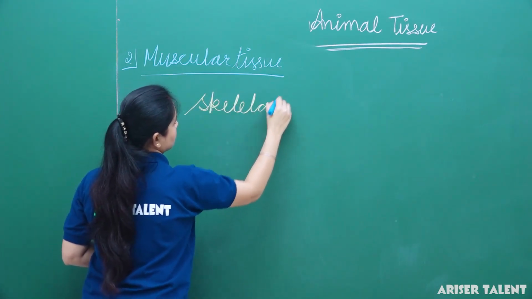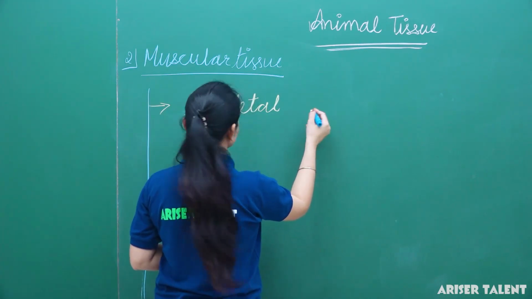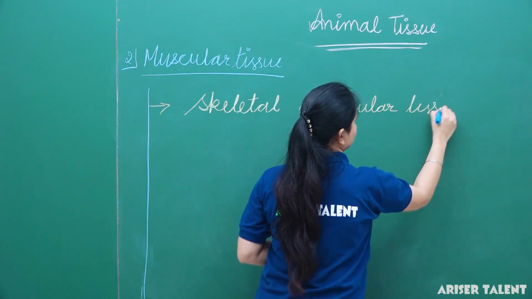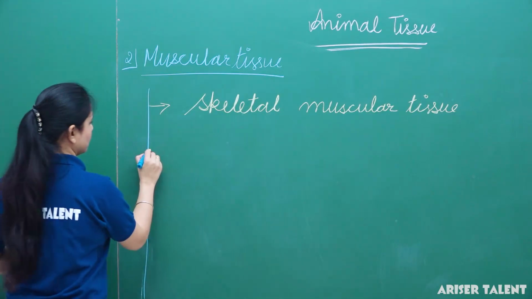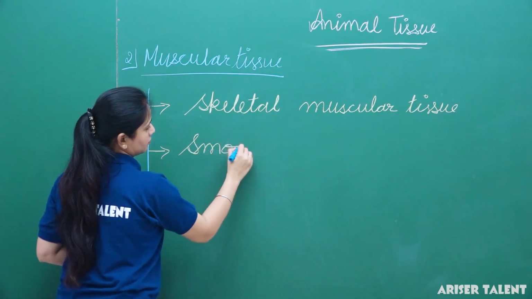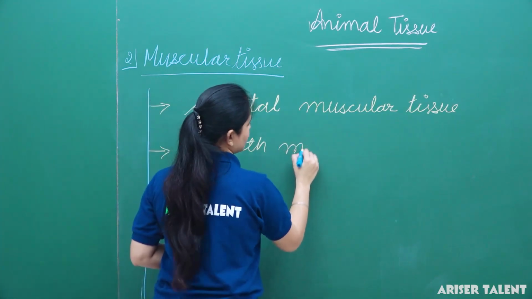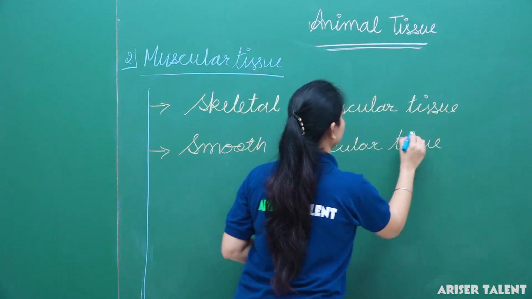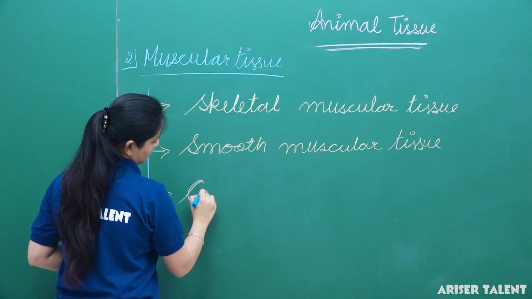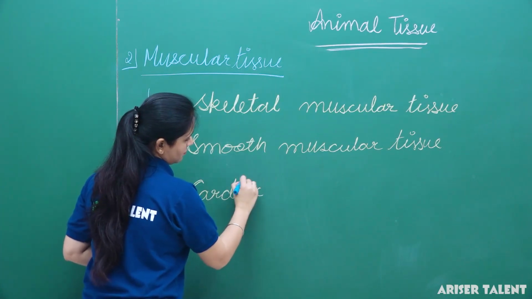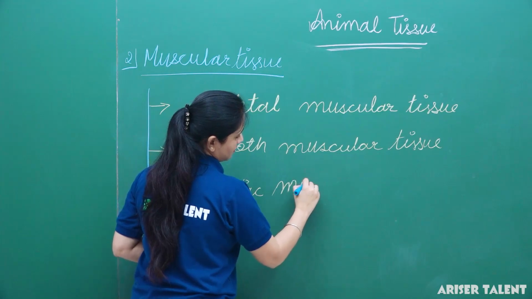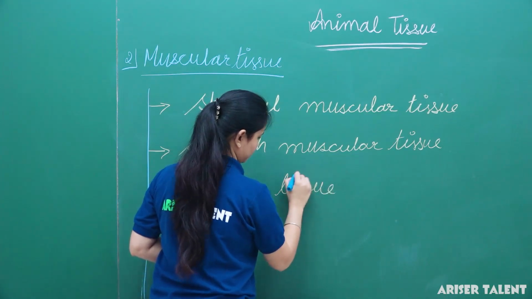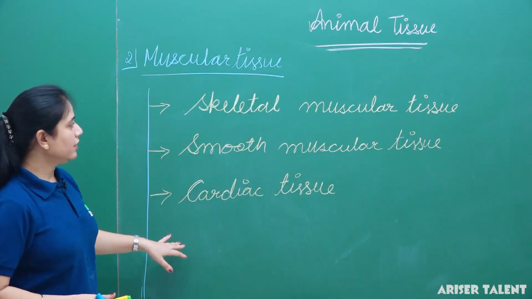Skeletal muscle, or we can say skeletal muscular tissue. Smooth muscular tissue. And cardiac muscular tissue, or we can say cardiac tissue. Now we will study them in detail.